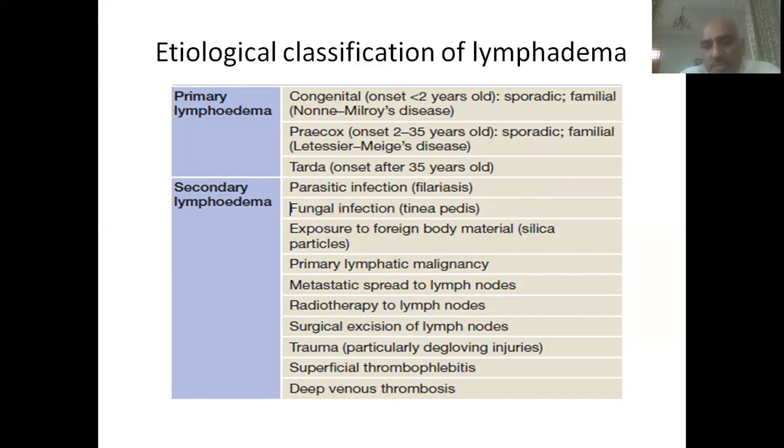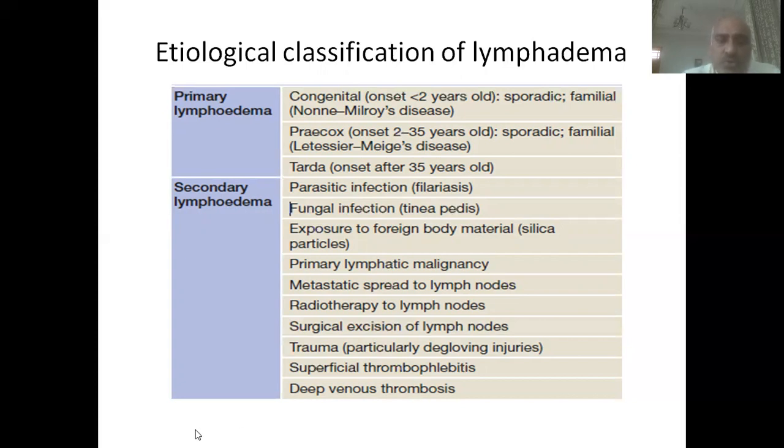Superficial thrombophlebitis: there are a lot of lymphatic channels going along these vessels. So when there's thrombophlebitis, the surrounding inflammation may involve the lymphatics, and secondarily lymphedema will develop. Similarly, with deep vein thrombosis, when there's thrombosis, there is compression upon these lymphatic channels, and their function is compromised. So these are the causes.